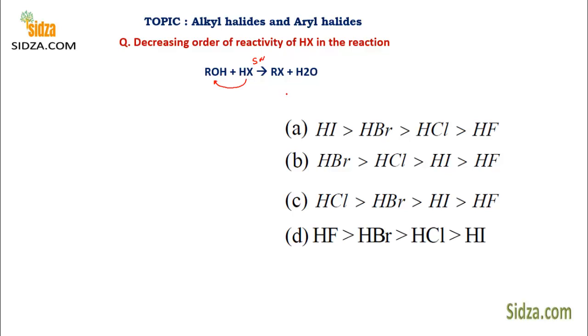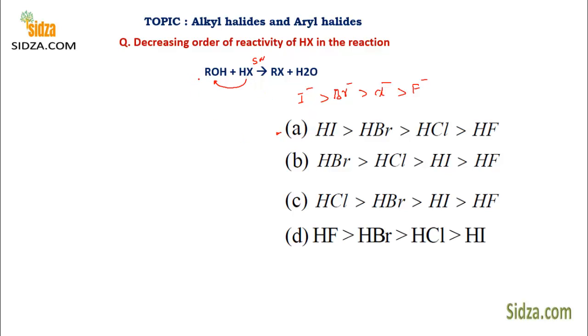So basically the order will be this one: HI, HBr, HCl and HF. It's because the nucleophilicity of the different halide ions decreases in this order. I negative is a very strong nucleophile, then Br negative, then Cl negative, then F negative. That's why the reactivity of the different halogen acids towards one alcohol is like this.